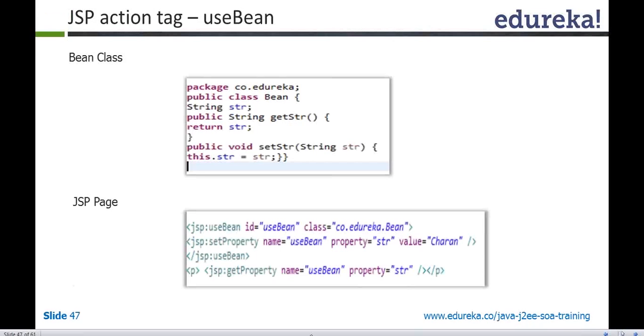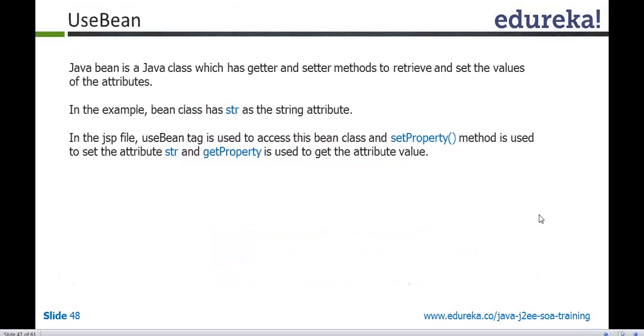The same thing, Edureka bean, str, getter and setter methods. So for useBean, the ID I'm providing as useBean, which class it should refer to, this one, and useBean, str, Charan, okay, then useBean, str. Okay. Now the same thing, the explanation for this.